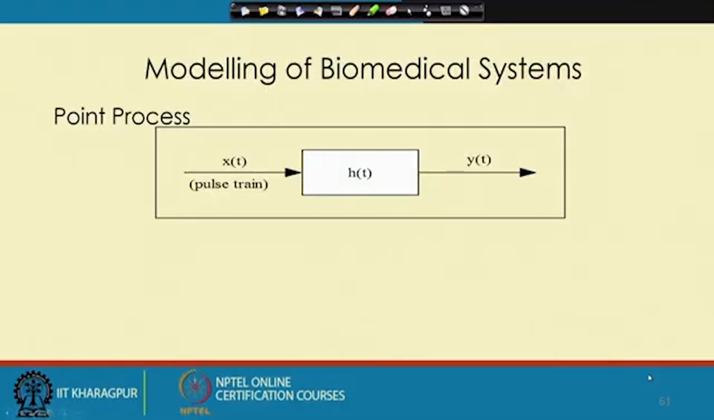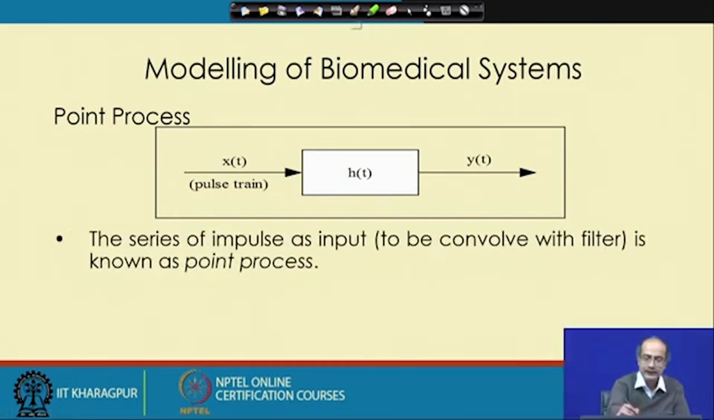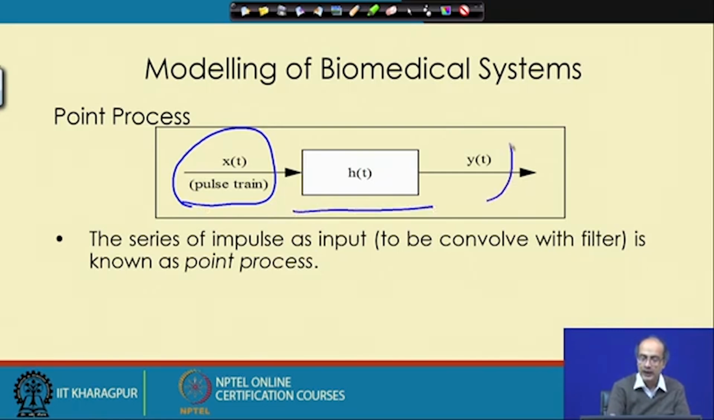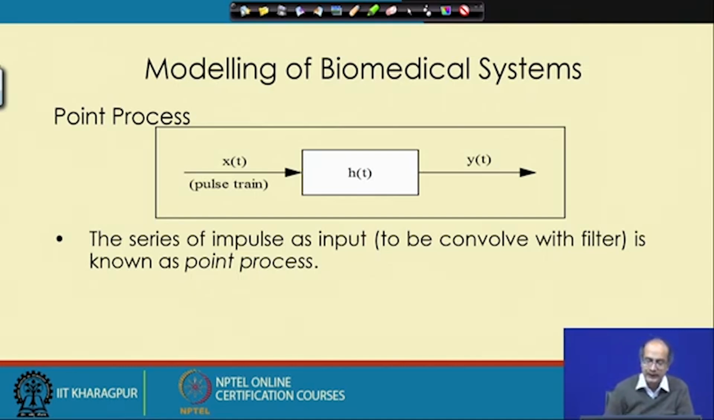So, now here we will look at a process or a model which is called a point process. In this case, we get the input that is driven by a train of impulses, and we have a transfer function which gives rise to our signal of interest, that is represented as y(t). So, when there is a train of impulses which is convolved with a filter, that is called a point process.